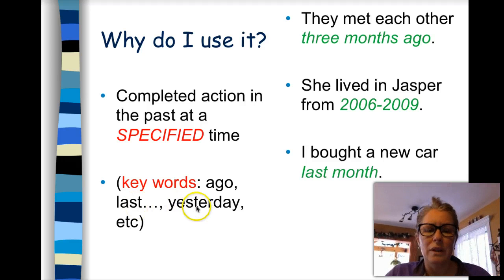Or yesterday. They met each other 3 months ago. She lived in Jasper from 2006 to 2009. It's a completed action at a specified time in the past. I bought a new car last month.